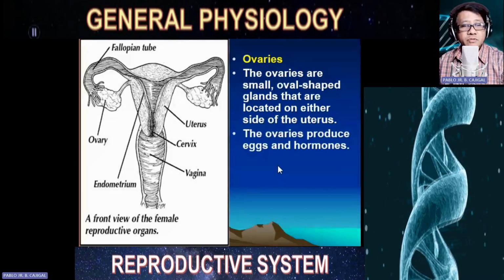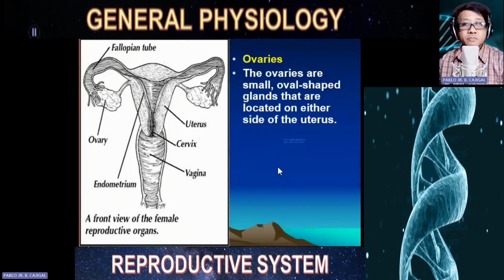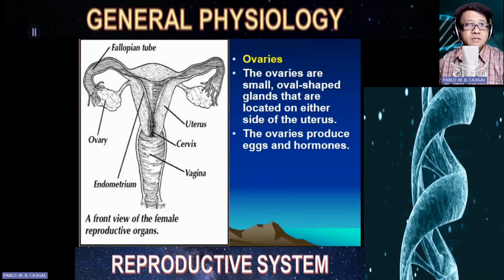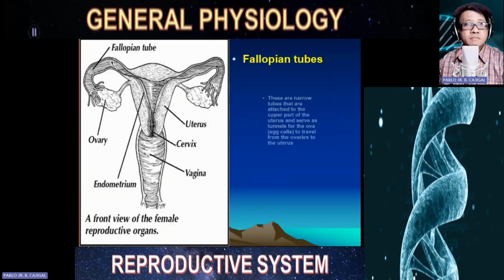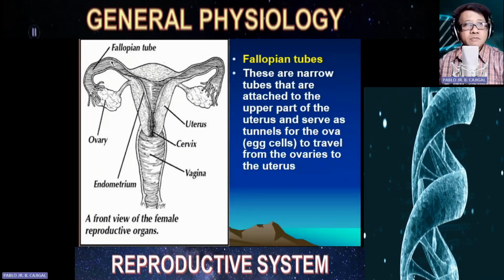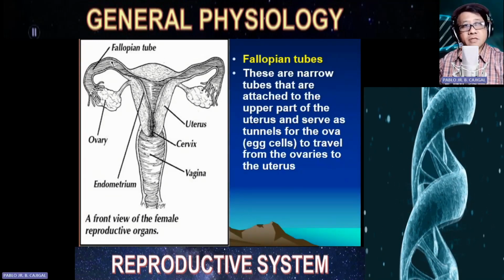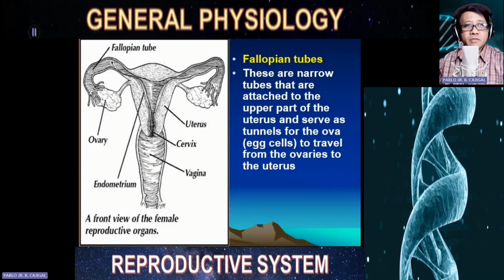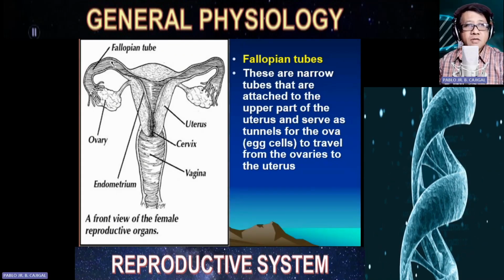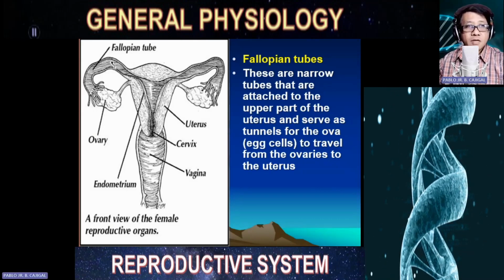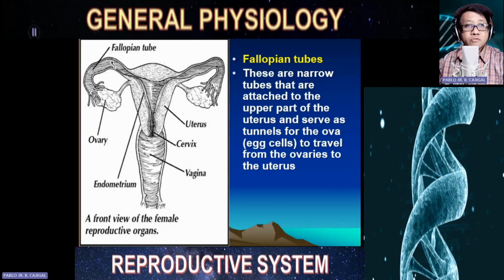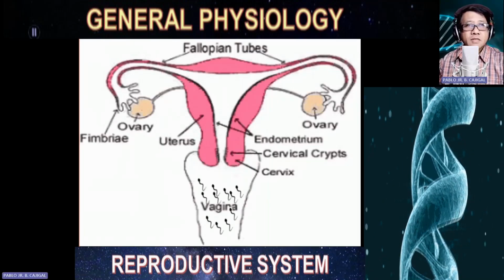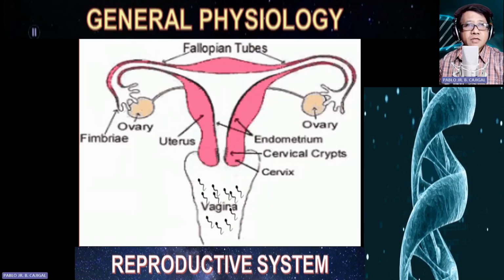The ovaries produce eggs and hormones, no? Especially estrogen and androgen. Sa female, estrogen. Okay, the fallopian tubes, these are narrow tubes that are attached to the upper part of the uterus and serve as tunnels for the ova, yung mga egg cells, to travel from the ovaries to the uterus. Ayan, no?